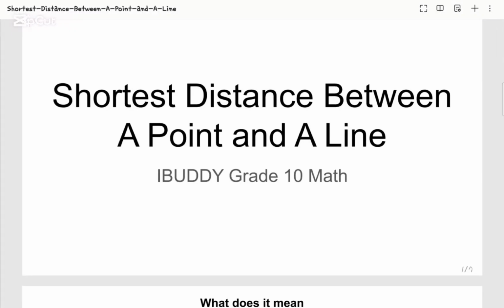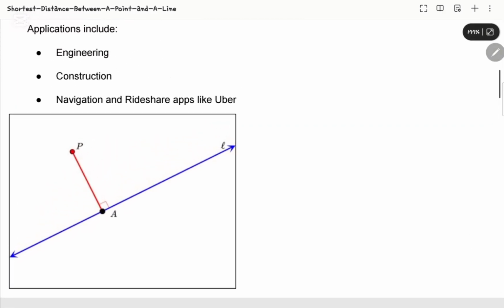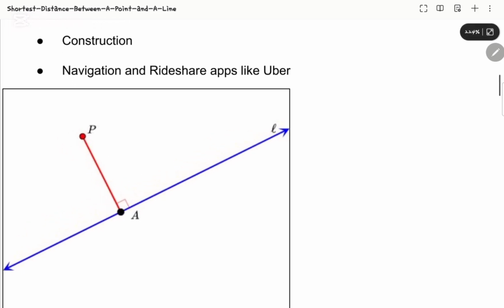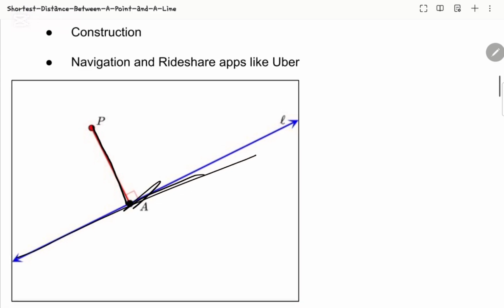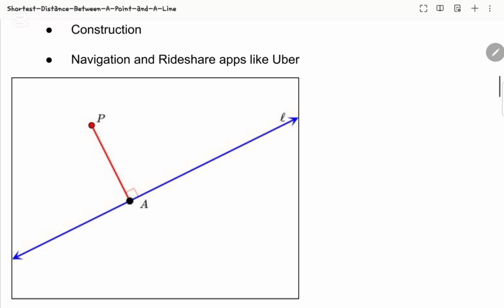Okay, so today we'll be covering the shortest distance between a line and a point. Just like the name suggests, it's literally the distance between the point and the line, the shortest one obviously being the perpendicular segment that cuts the line, right? Because being perpendicular to a line always means that it's the shortest distance.